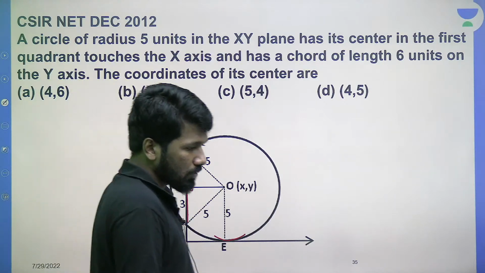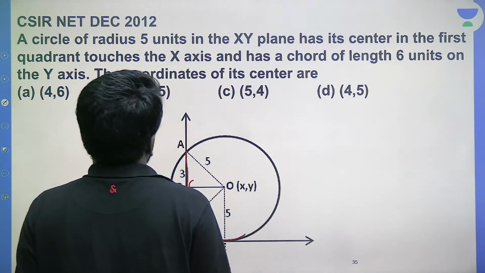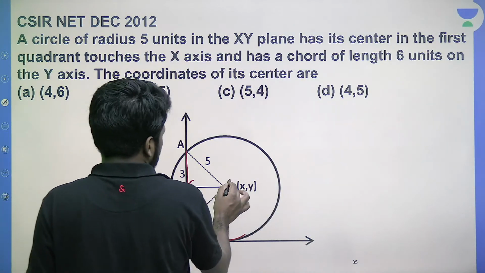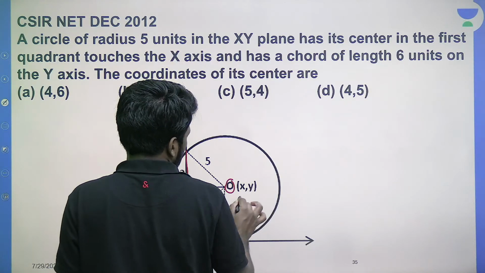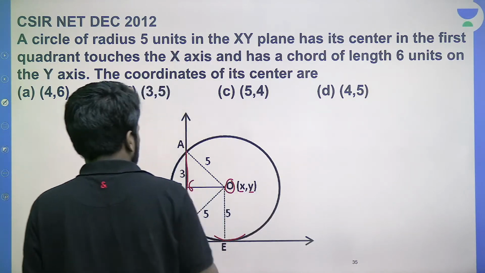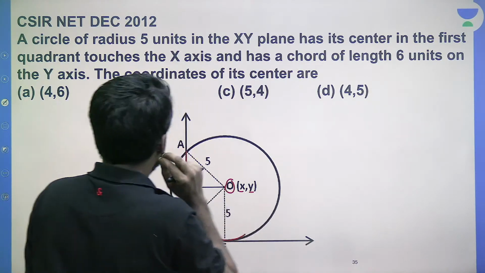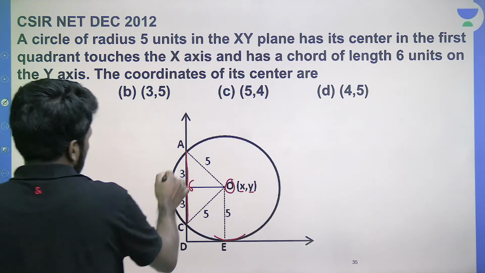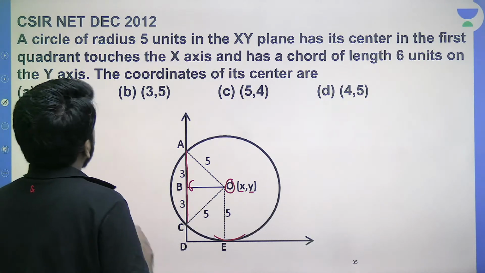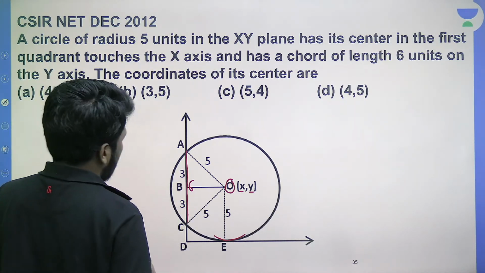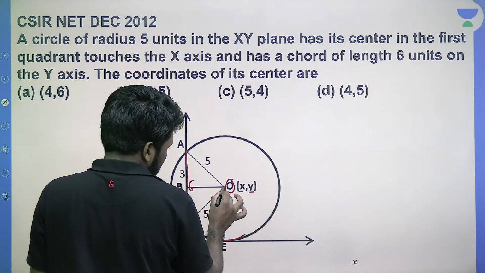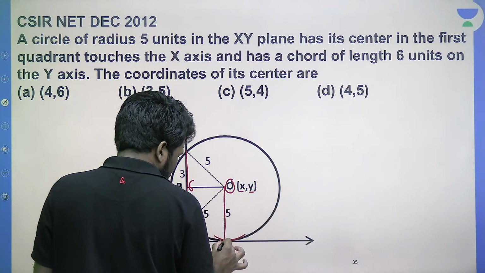Okay. If that is clear, we need to find the center, this point O, if I call that the center, this x and y coordinate value you need to find. What all do you know? This is 6 units. And the radius is 5 units. Radius is 5 units means center to circumference.